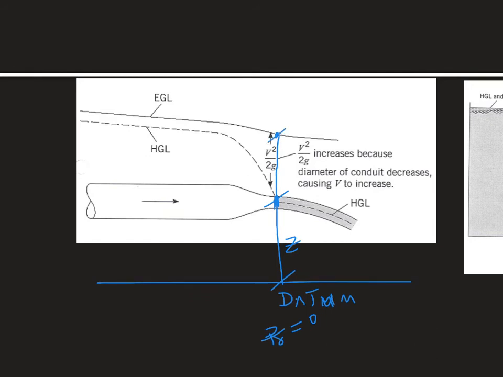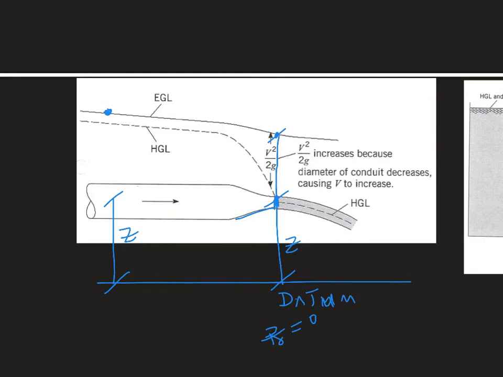Cool. Now let's go back over here to the beginning. Here's Z. We've got some pressure, but whatever. We're just going to say the EGL is right here. That helps me figure out where I'm going to end up. When I sketch these, a lot of times I'll draw a line roughly like that, and it tells me what I'm doing. But you can see that this pipe is contracting, and as it contracts, V squared on 2G is going to increase.